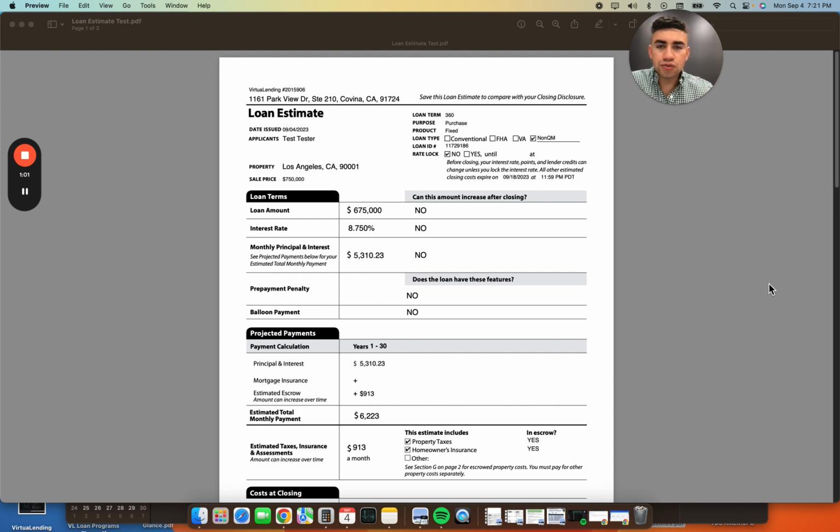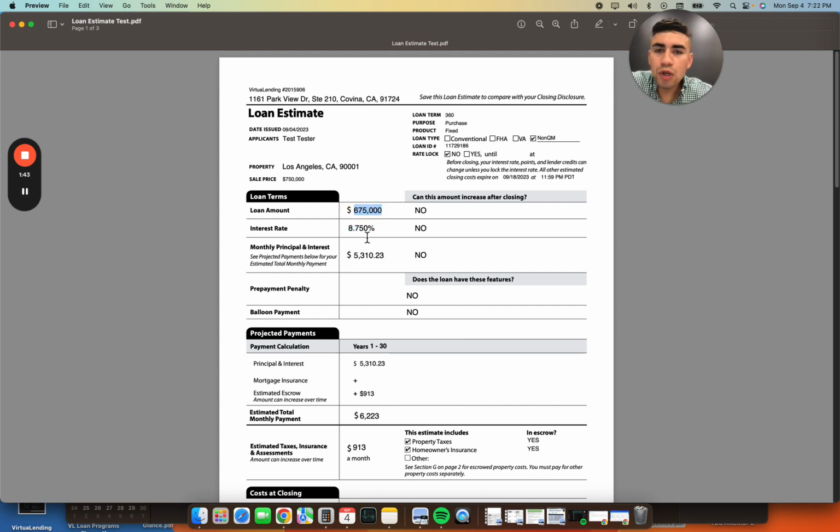Again, if this is truly a purchase transaction, you will have your property address here at the top and your sales price. Okay, so in this case, for this example, we're going to be using a sales price of $750,000, going 10% down using a bank statement loan program. So assuming we're at a purchase price of $750,000 and we're going 10% down, our loan amount will come out to $675,000. For the purpose of this example, we're using an interest rate of 8.75. That is where you see your interest rate on the loan estimate and your loan amount.